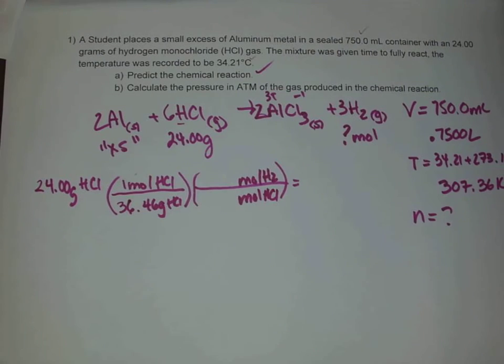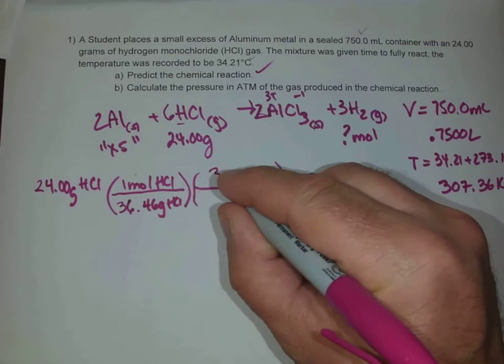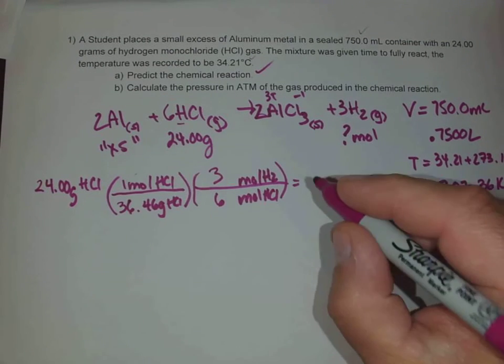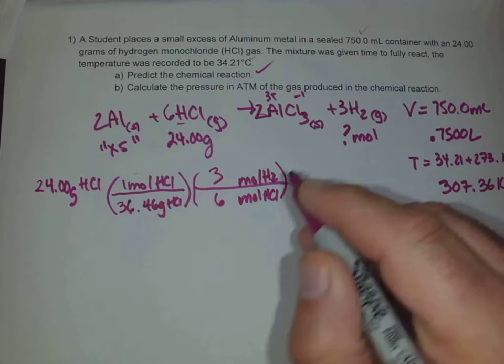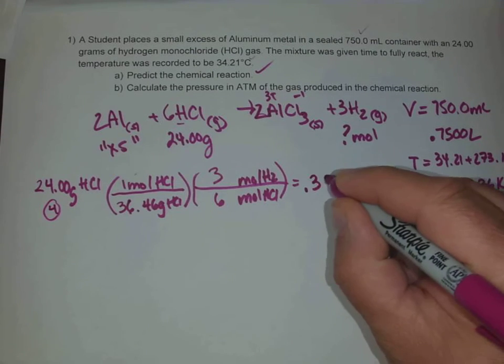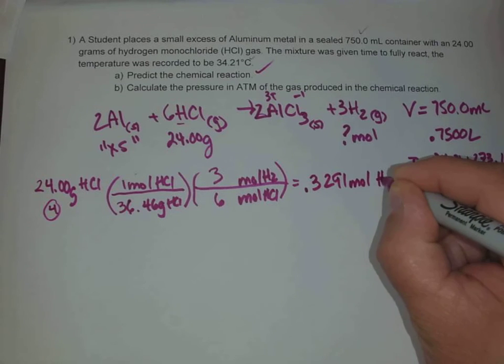All right, so what's the mole ratio? Well, it's 3 to 6, or 3 moles over 6 moles. You plug this into your calculator, and you should get, to 4 significant figures, 0.3291 moles of H2.